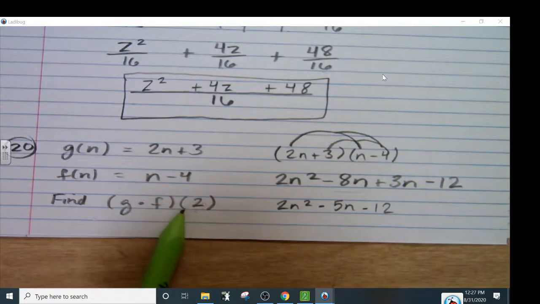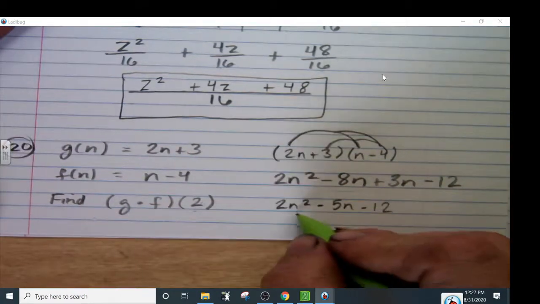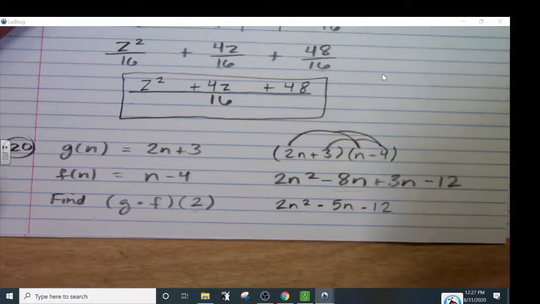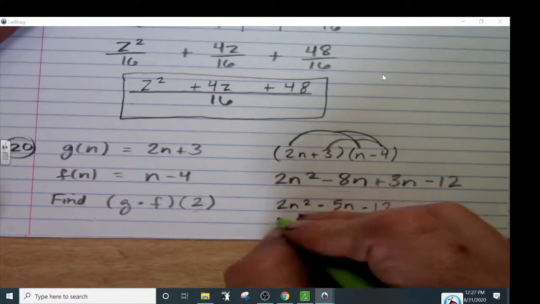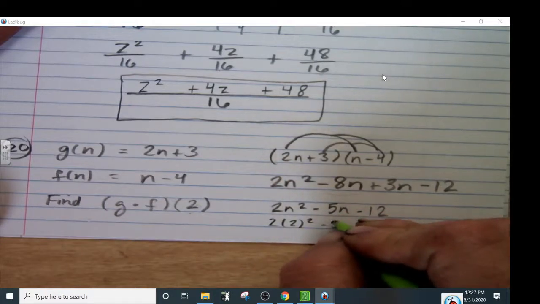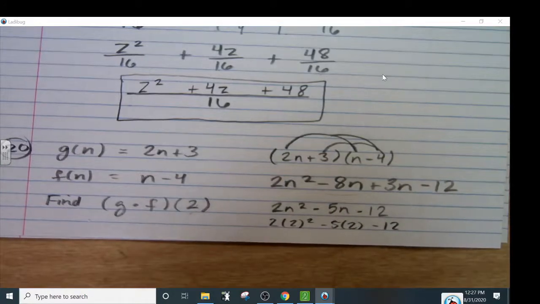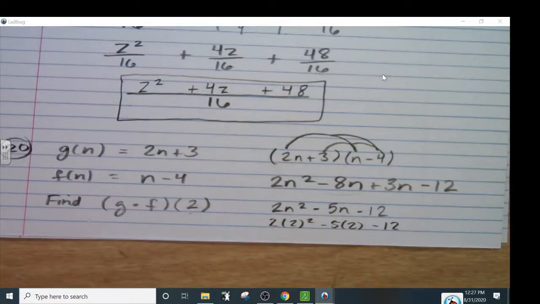So it's telling you to multiply G times F and then put an input value in, of 2, for your variable. So what that means is everywhere I have a variable, I'm going to plug that input number in, okay? So 2. Everywhere I have a variable, I'm going to put that number in its place, and then I'm going to evaluate it and get a single number.